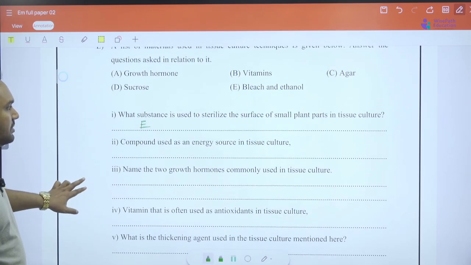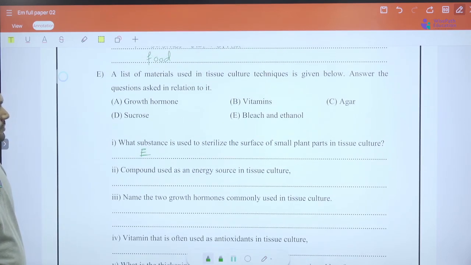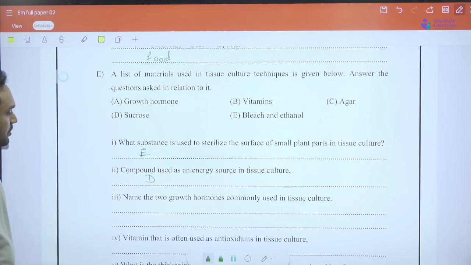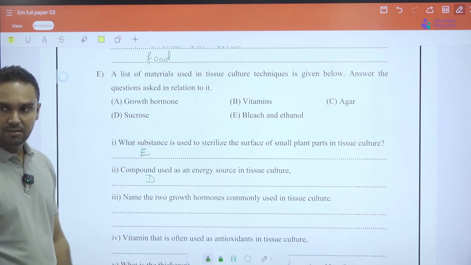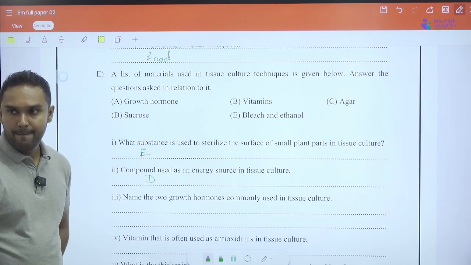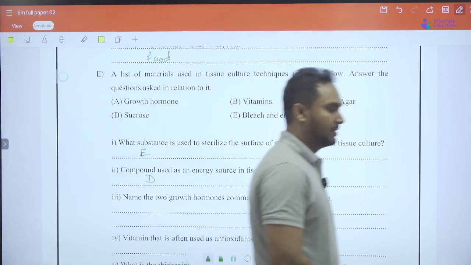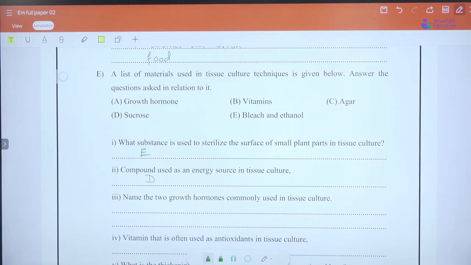Compound used as an energy source in the tissue culture. Yeah, sucrose, right? That is easy. Name the two growth hormones commonly used in tissue culture. They are asking for the names. I even told you the last time, in the last paper, to remember the examples for the plant hormones. Examples for the 5 plant hormones are there, and for the auxin they have given the examples. So they are asking for those, I think.